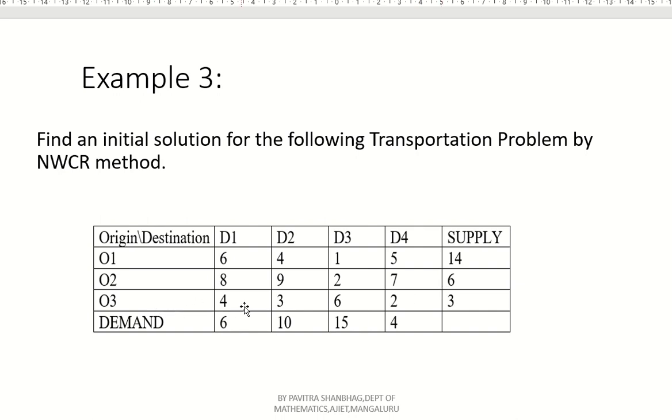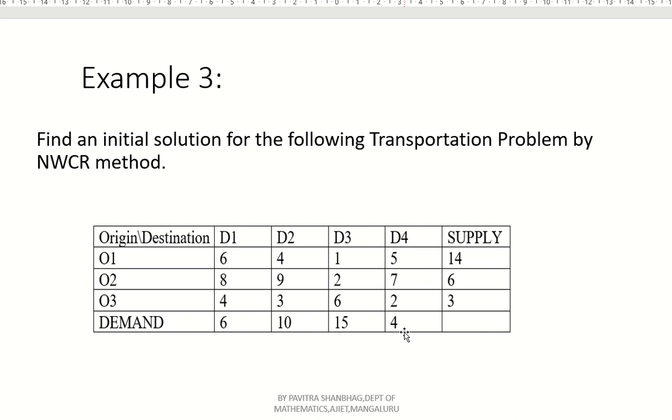Similarly, from origin 3 to destination 1, 4 units; destination 2, 3 units; destination 3, 6 units; destination 4, 2 units. And the supply from origin 3 is 3. Now, what is the demand here? Destination 1 demand is 6 units, destination 2 is 10 units, destination 3 is 15 units, and destination 4 is 4 units.